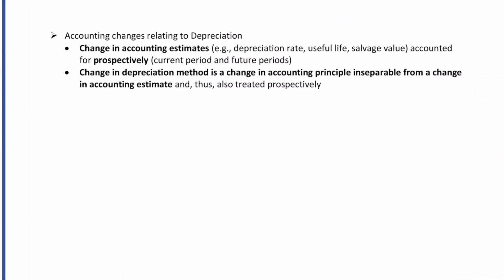We're talking about accounting changes relating to depreciation. Highlight change in accounting estimates, for example, the depreciation rate, useful life, salvage value. These are treated currently and prospectively as of the beginning of the year of change. Next, highlight change in depreciation method is a change in accounting principle inseparable from a change in accounting estimate and thus also treated prospectively. And this concept was something we've covered in FAR 1. So if you don't remember this, it's time for you to go back and revise.